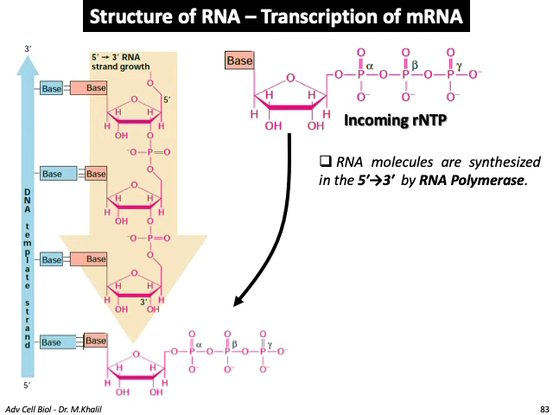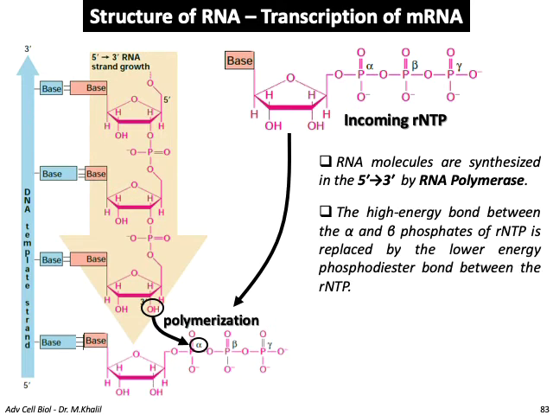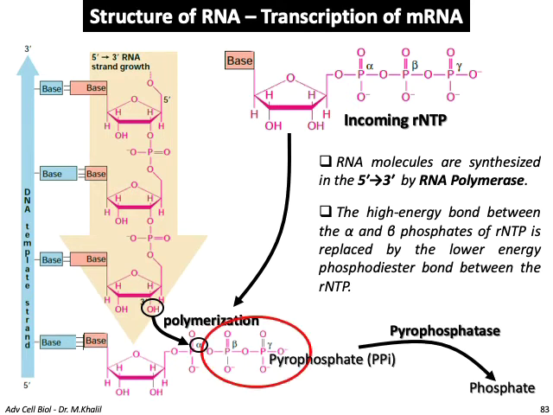Once there is an incoming nucleotide, it starts to base pair complementary with the template DNA, and it starts the OH with the alpha phosphate. There is a process of polymerization where OH reacts with the alpha phosphate. This forming the high energy bond between alpha and beta phosphate of the ribonucleotide is replaced by a lower energy bond between the OH and the alpha phosphate. The resulting byproduct is a pyrophosphate. With the help of the pyrophosphatase, it is converted into a phosphate molecule that can be used to build new nucleotides.